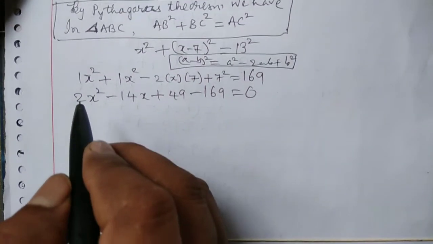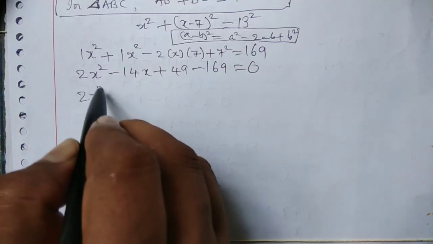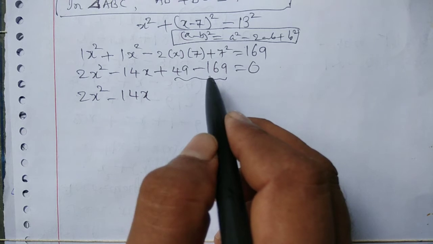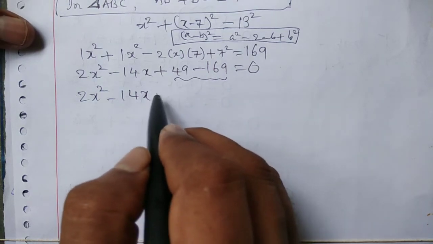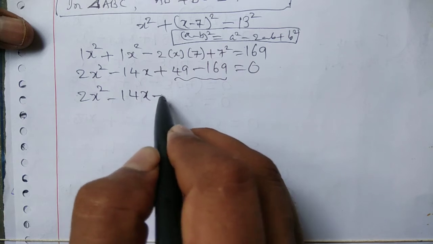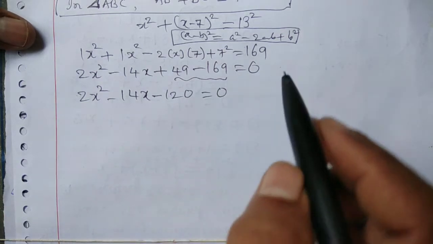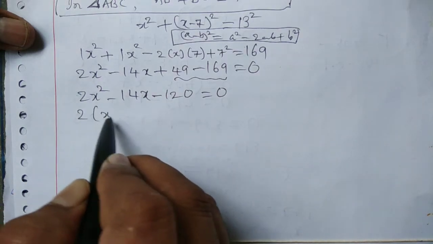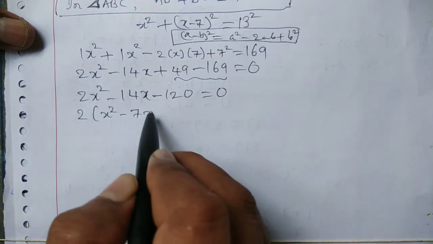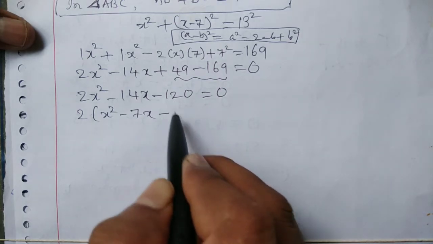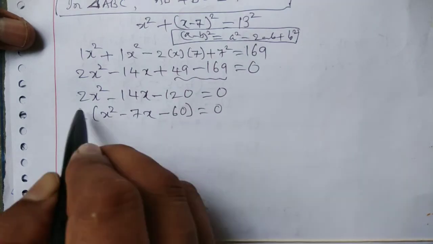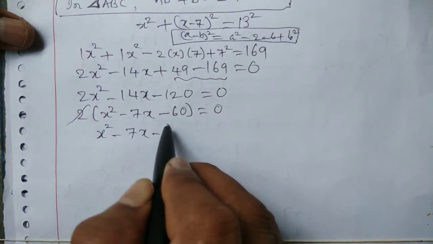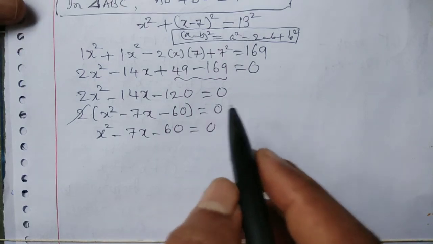2x square minus 14x, 49 minus 169 is equal to minus 120 is equal to 0. 2 is common for all terms. x square minus 7x minus 60 is equal to 0.